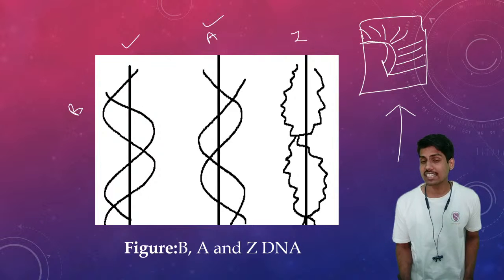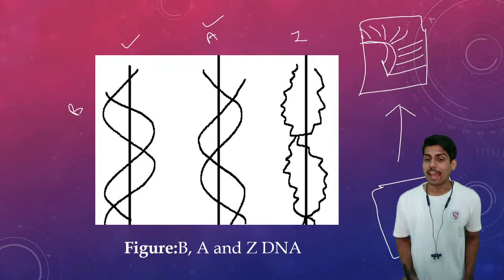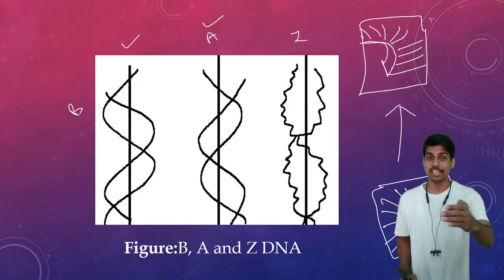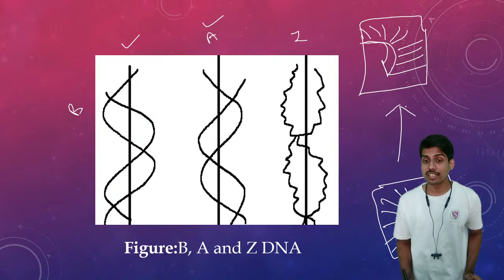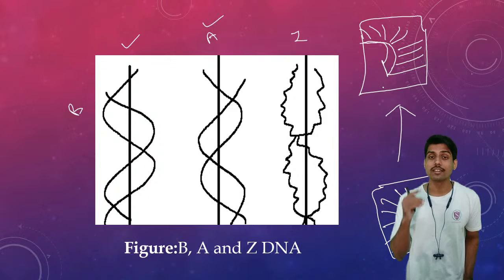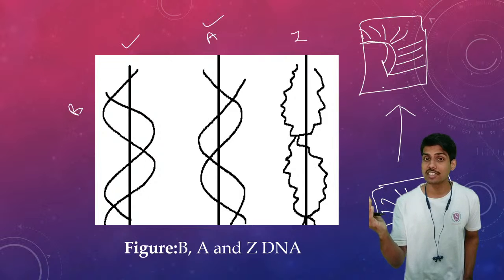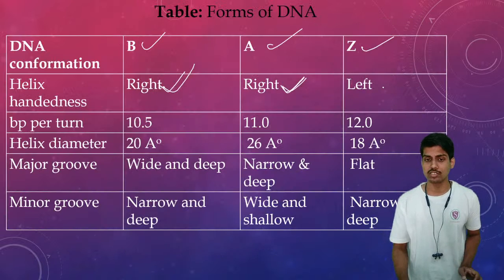Now this Z DNA is a left-handed DNA. What does left-handed mean? Suppose this is that door, and the stairs start from which side? This side, your left side. When the stairs start from the left, the entire helical turn is from the left, so that's why it is called left-handed. When the helix of the DNA starts from the right side, it is called right-handed DNA. So these are the differences between B, A, and Z.